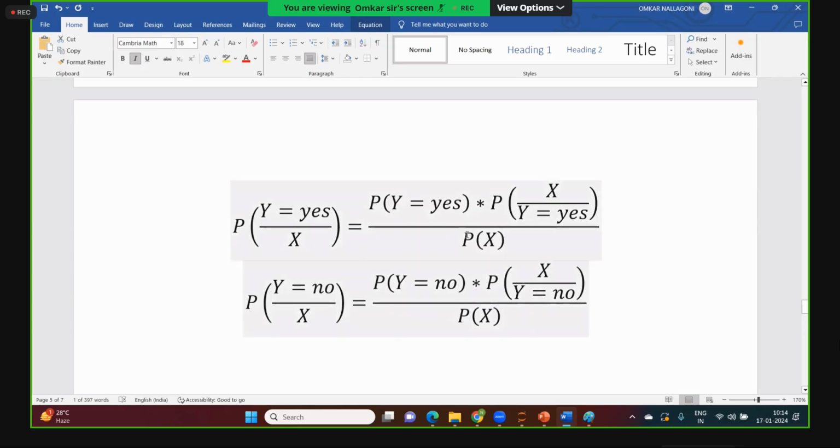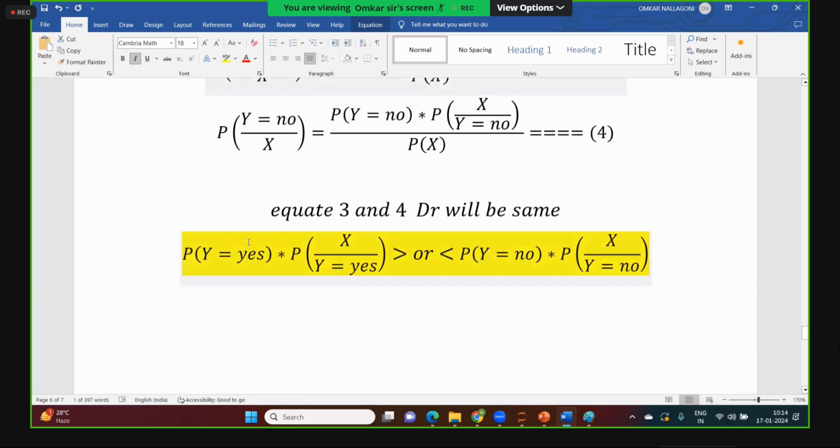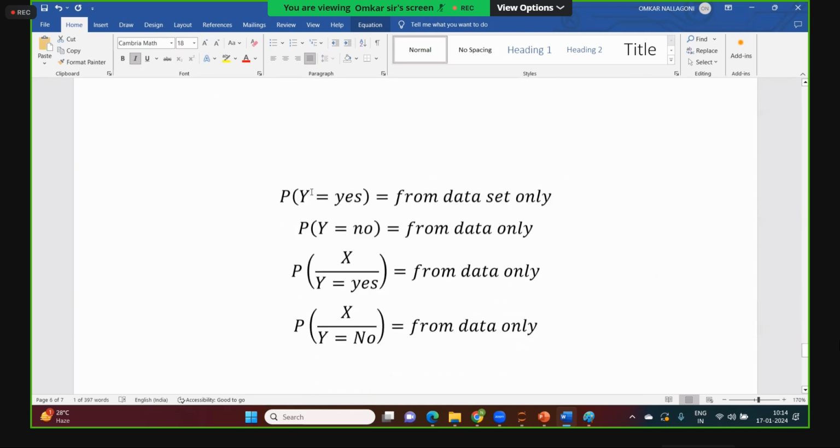Again, to make it convenient, the denominator is of no use because we are comparing these two, whichever is the highest and whichever is the lowest. So we are avoiding the denominator and comparing only the numerators. In the numerator, all 4 terms we get from the data set only. Shall we do one problem now?